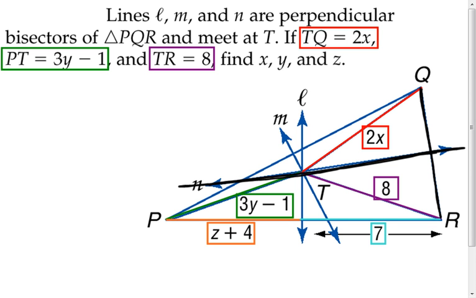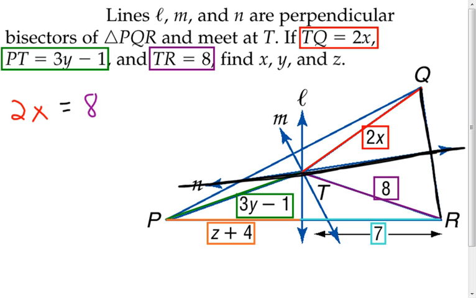So if a point is on the perpendicular bisector of a segment, it's equidistant to the two sides. I misspoke there. The point T is not going to be equidistant to the two sides of the segment, it's equidistant to the two endpoints. So my distance from T to Q and my distance from T to R are going to be equal. Well, that tells me that 2x and 8 are going to have to be equal. So I'm just going to write that. 2x and 8, we said, are going to have to be equal.